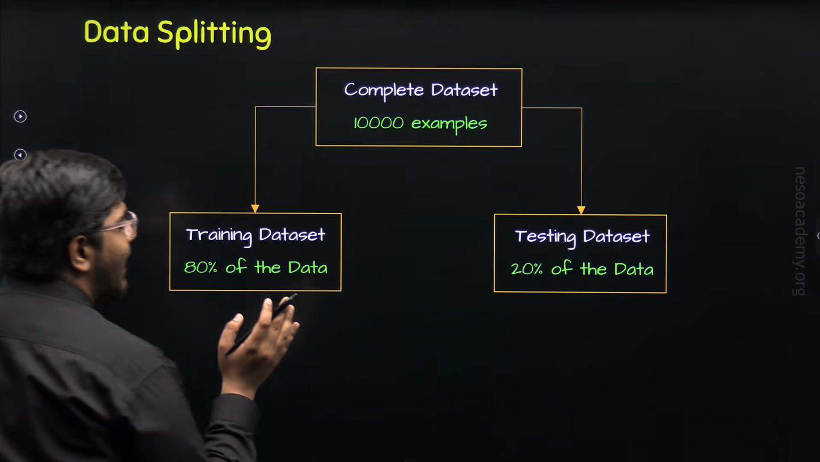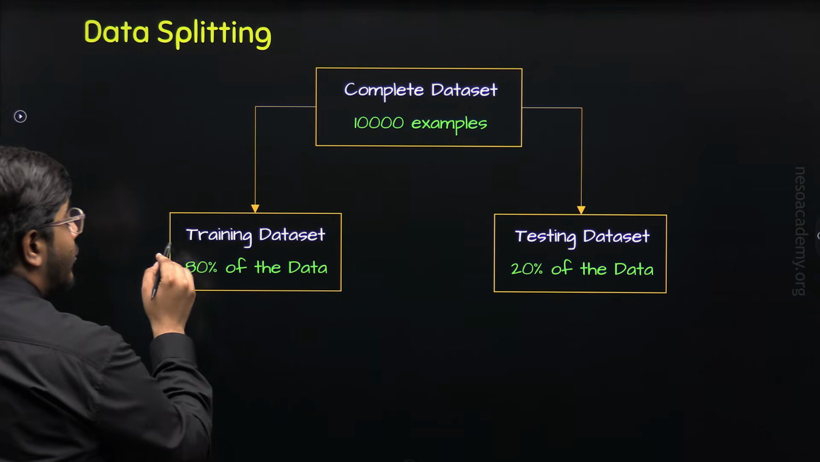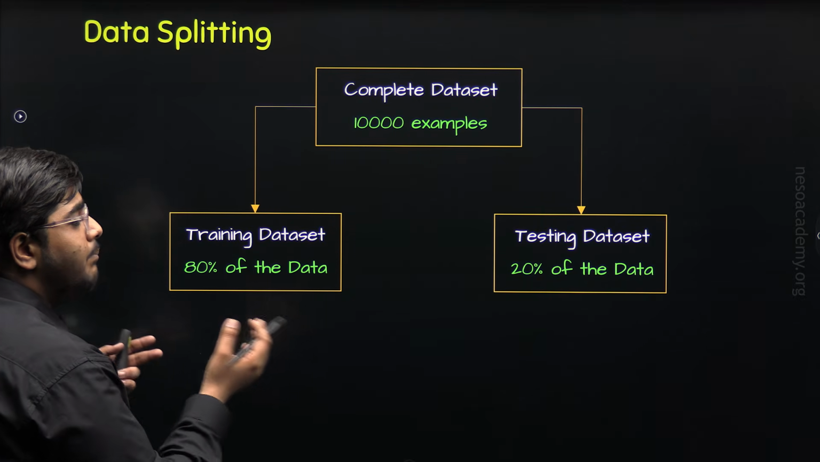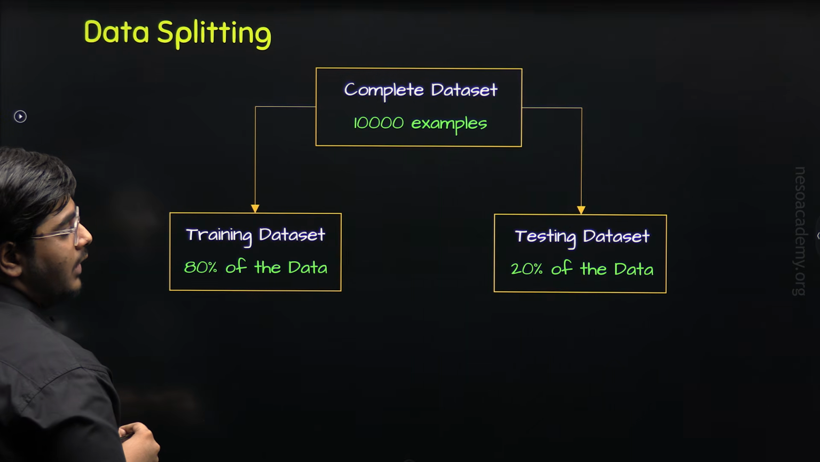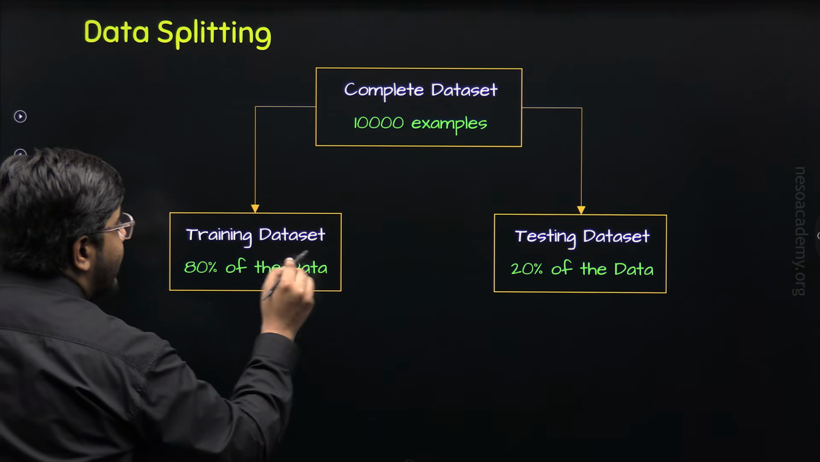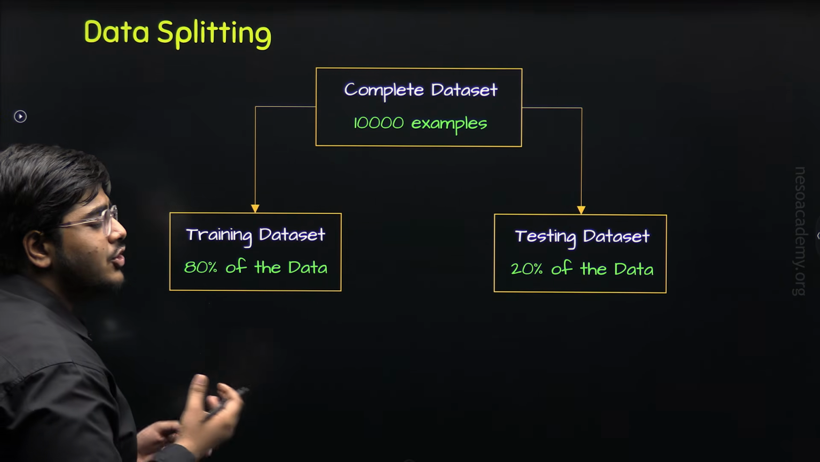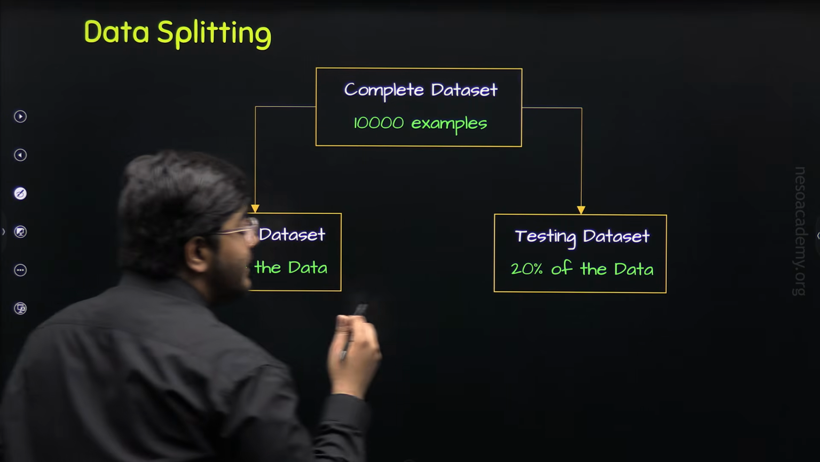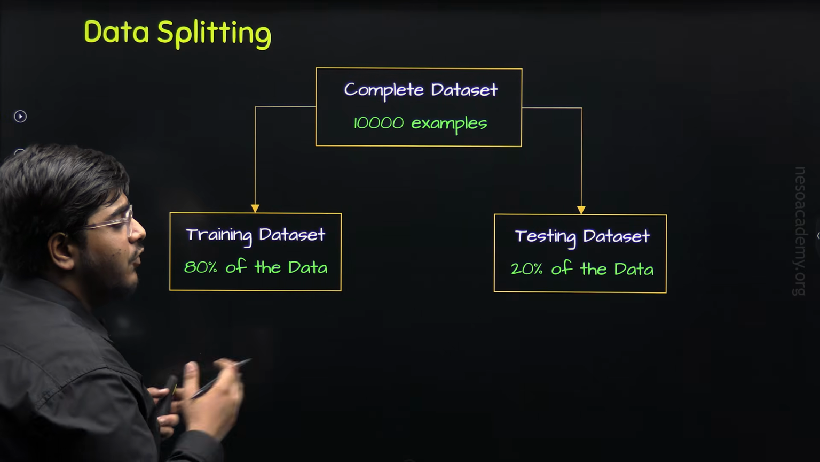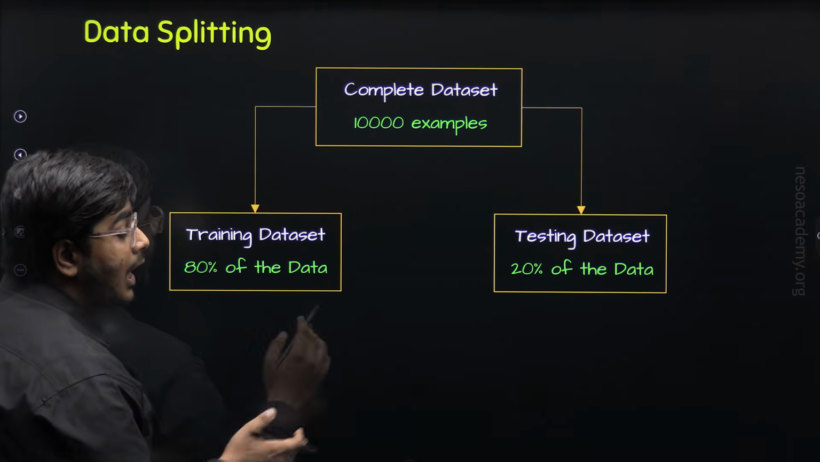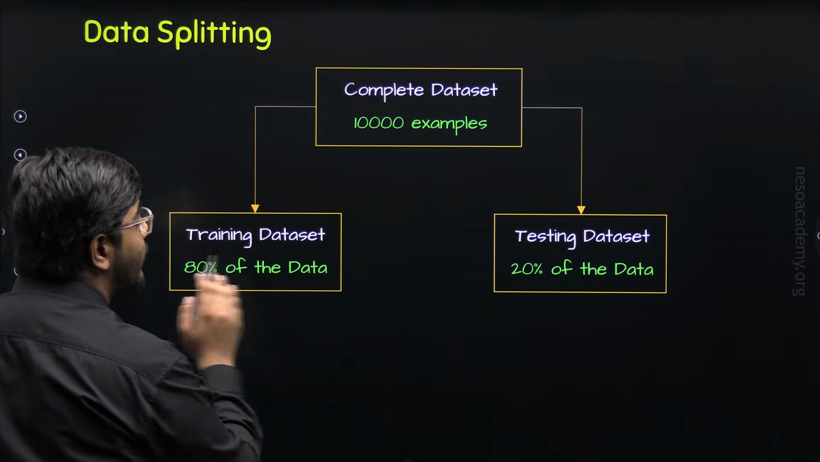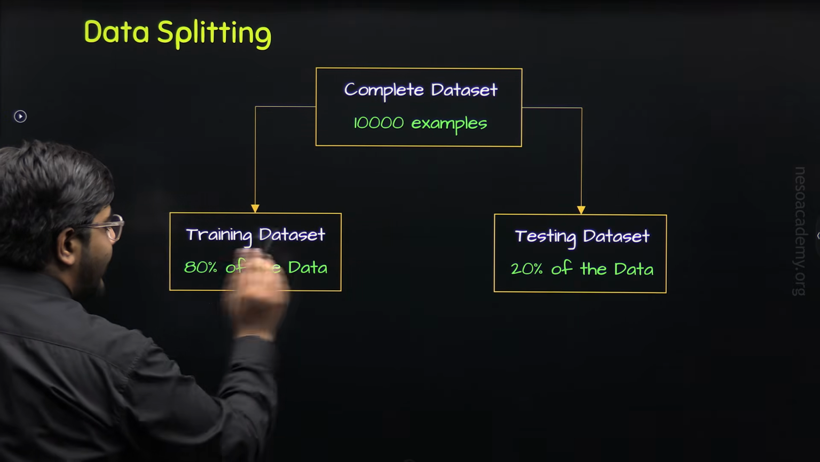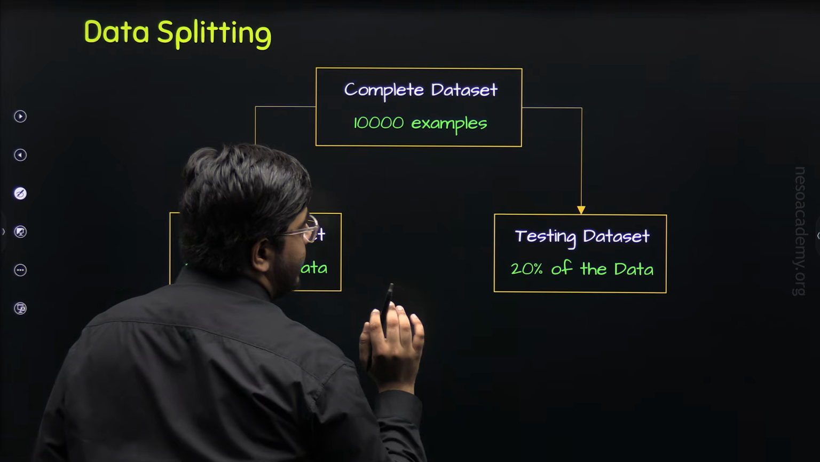As I have already explained to you, training data set is used by the machine learning model to learn patterns and features from the data. So, training data set is used to train or teach the machine learning model, while testing data set is used to evaluate the final performance of the machine learning model, how well it is trained on the training data set. So these are the two types of data set, training data set and testing data set.